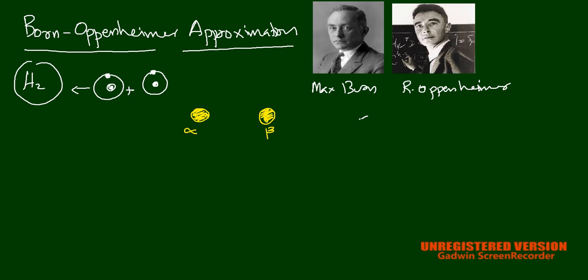Then we have two electrons also. Let me put the electrons in orange color. This is electron 1, and this is electron 2. So this is a four particle system.